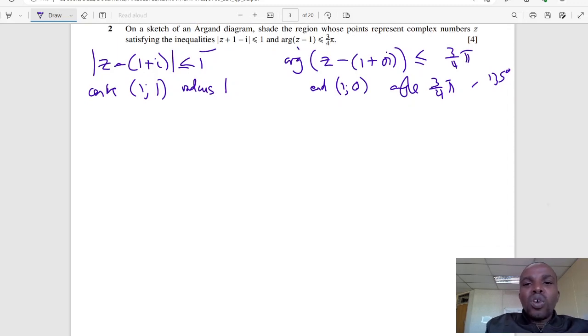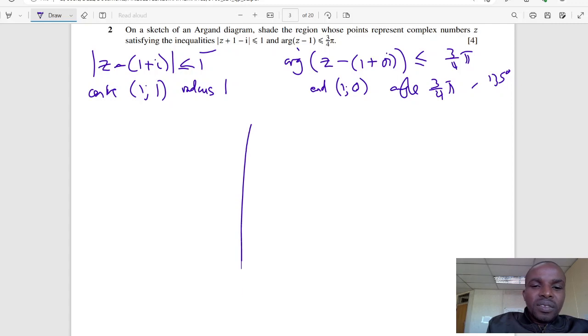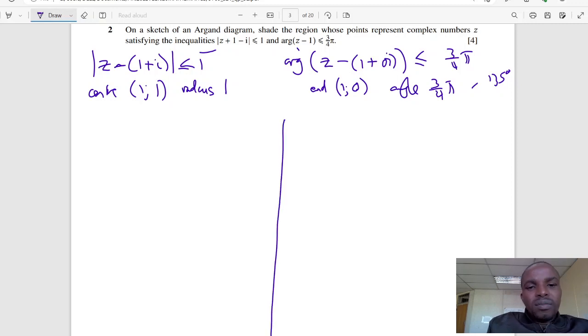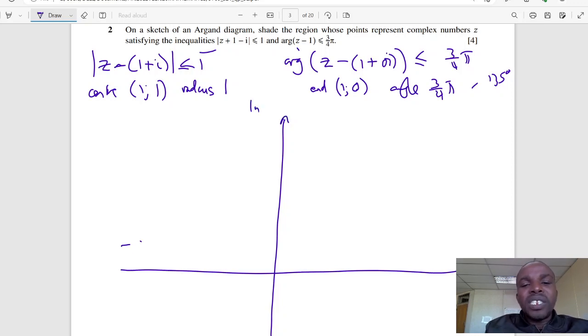So if I can draw my sketch here, let me put it somewhere. So this is my sketch. This side represents the imaginary y, and this side represents real x.